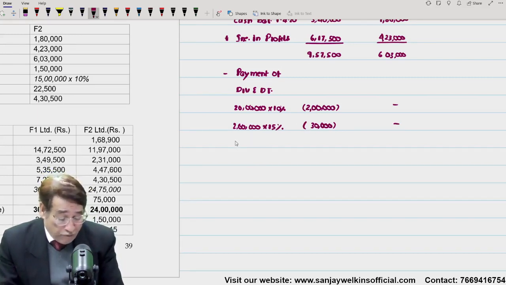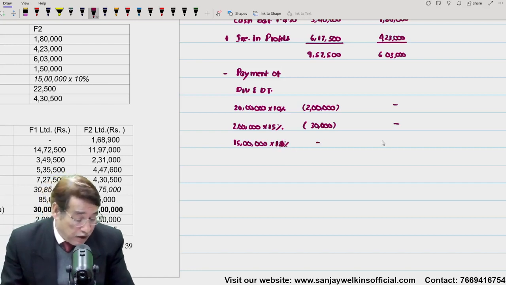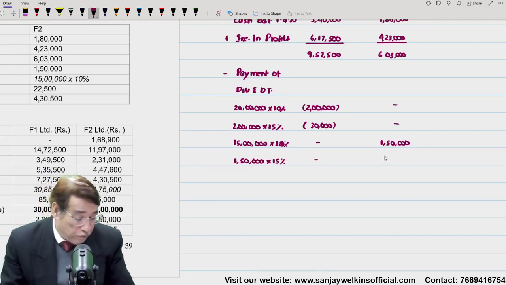Now as far as F2 Limited is concerned, its share capital given in the balance sheet is equal to 15 lakh. Now 15 lakh into 15%, sorry, dividend is 10%. I will compute 10% dividend. 10% dividend is equal to 1,50,000. Now dividend tax is always computed on the amount of dividend. Dividend tax is equal to 15%. So 15% of 1,50,000 will be equal to 22,500.